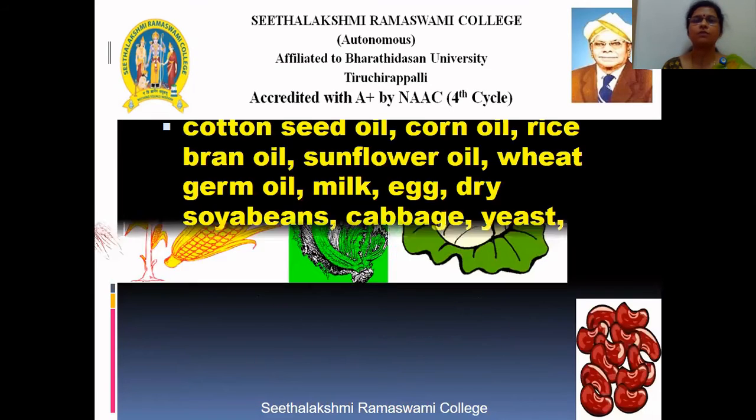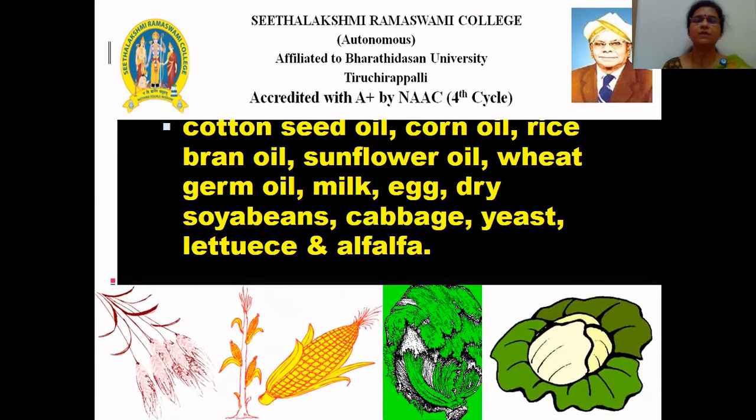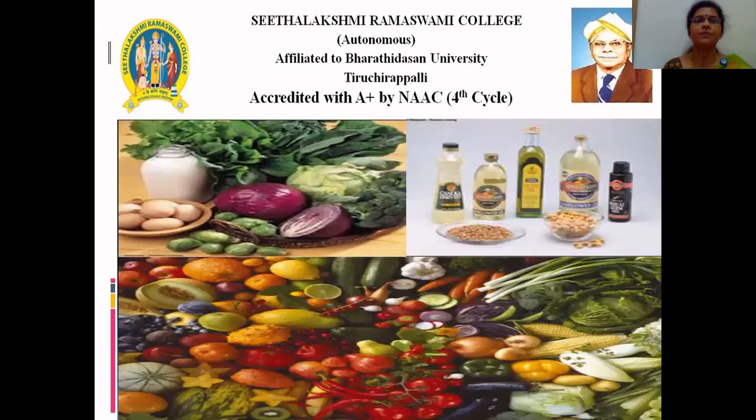Coming to the sources, vitamin E is present in all types of oils, for example, cottonseed oil, corn oil, rice bran oil, sunflower oil, and wheat germ oil. Apart from this, it is also present in milk, egg, dry soybeans, cabbage, yeast, lettuce, and alfalfa. This is the picture showing the sources of vitamin E.